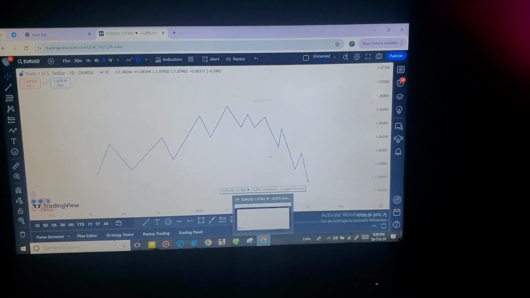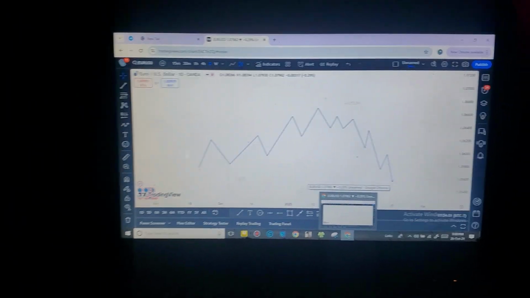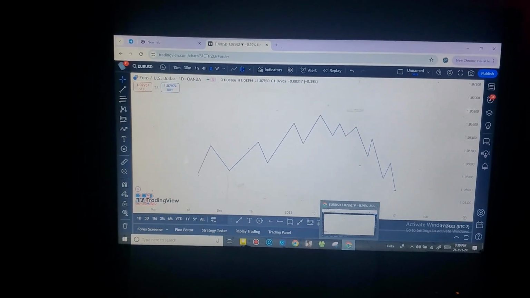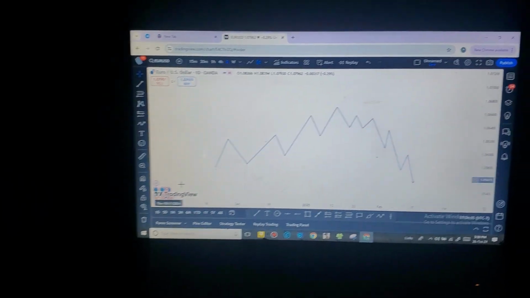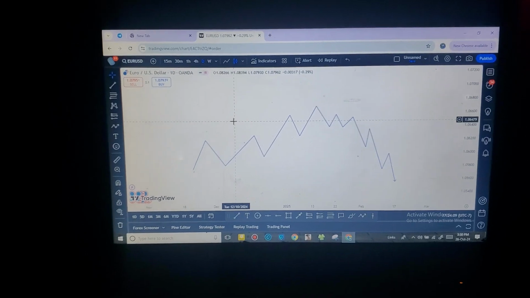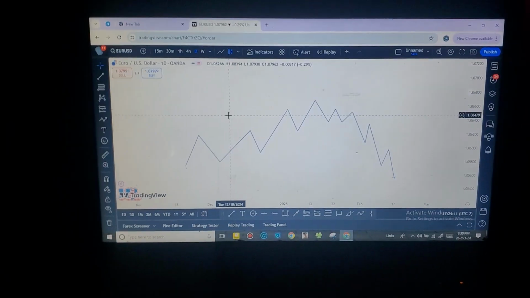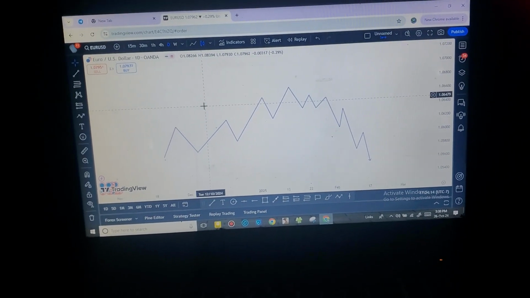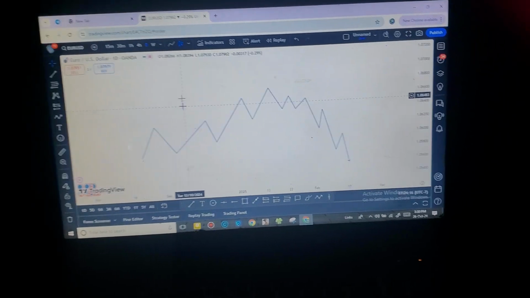So let's just assume this is our market and these are our candlesticks. This is on a 1 day time frame. So how are we going to know if the daily is bearish or bullish? Start by reading from here.